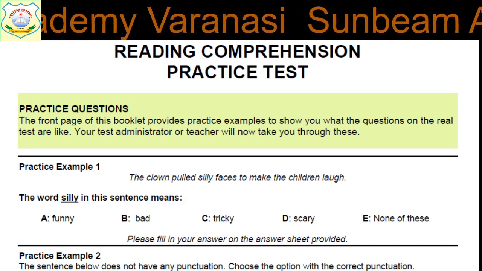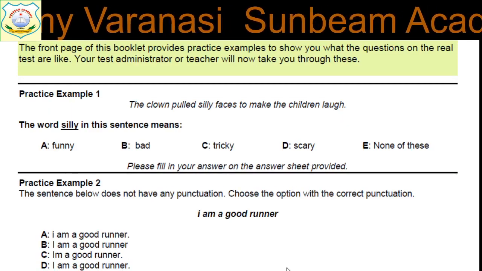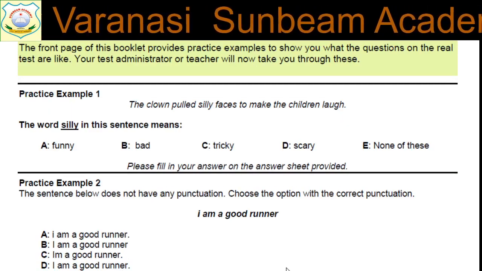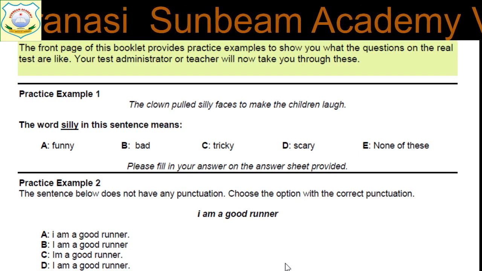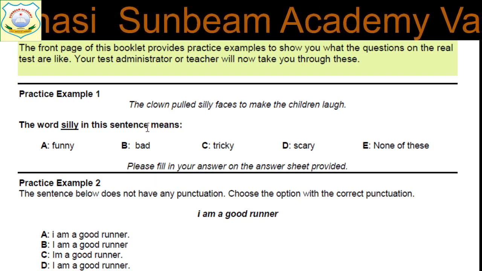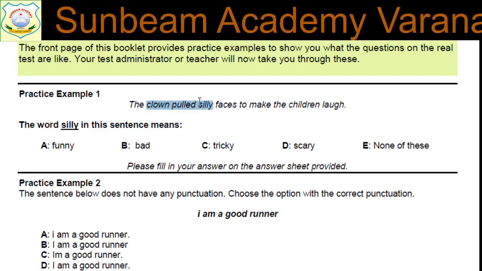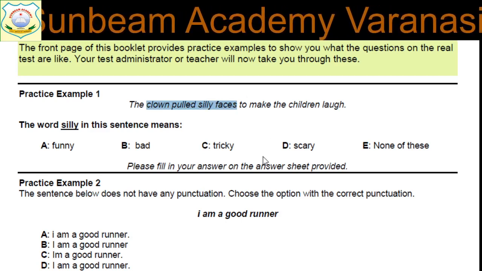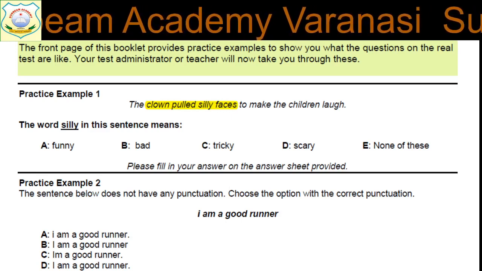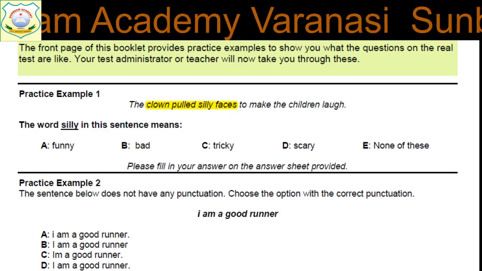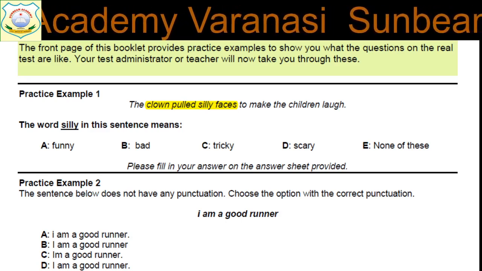Children, here you will find that some questions are given. Practice example number 1: The clown pulled silly faces to make the children laugh. Here you can call the clown a joker. The clown pulled silly faces means he made his face silly. As I told you, I will give you one-line questions, and then gradually you will be given paragraphs.